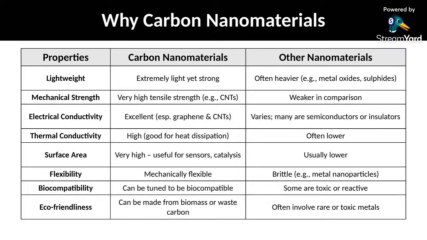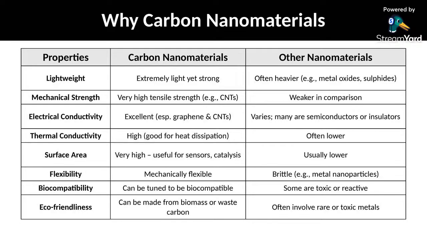Then why carbon nanomaterial? There are different types of other nanomaterials, but carbon nanomaterial is extremely light yet strong. Other nanomaterials are often heavy. Then mechanical strength: very high tensile strength, while other nanomaterials are weak in comparison. Electric conductivity is exceptional, as we previously discussed, whereas other nanomaterials are semiconductors or insulators. Thermal conductivity is very high; other nanomaterials are often low. Surface area is very high.